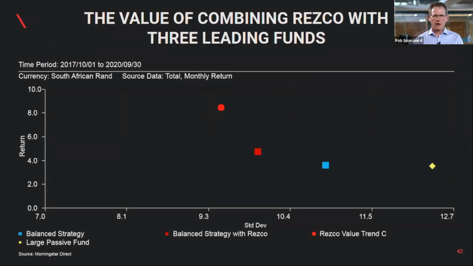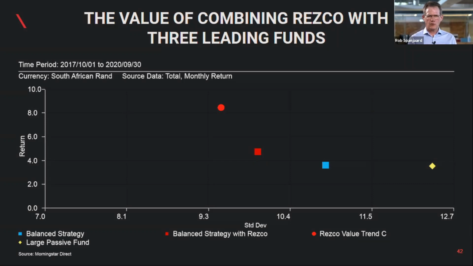And where does it add value? This we think is quite an interesting slide. There's a couple of blocks there. The diamond on the far right is a large passive balanced fund, a Reg 28 fund. You can see the volatility, which is the bottom axis. It's actually more volatile. Rezco is the dot at the left. So there's more volatility and lower return.